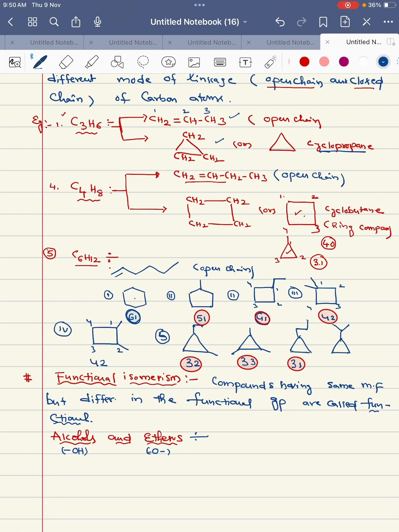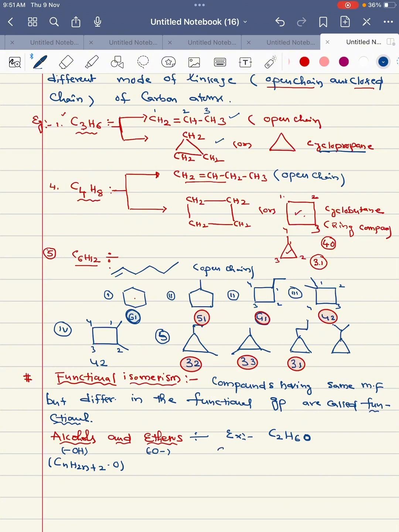Now, what is the general formula of alcohols and ethers? The general formula is CnH2n+2O. These are the general formula of alcohols and ethers. For example, C2H6O. Here there is one oxygen. In alcohol there is one oxygen, and in ethers also one oxygen. So we don't know whether it is an ether or an alcohol.